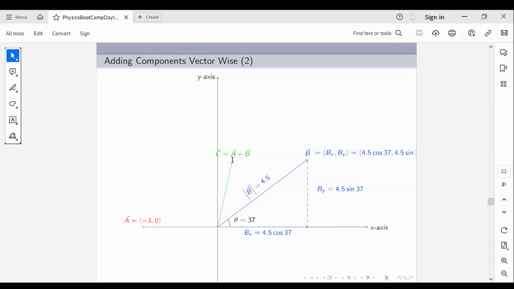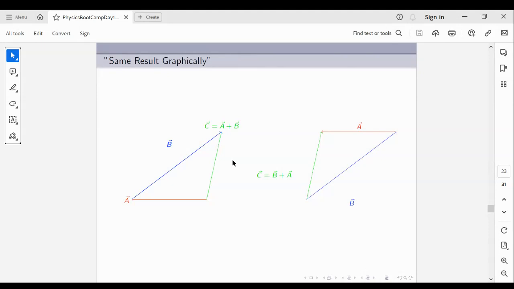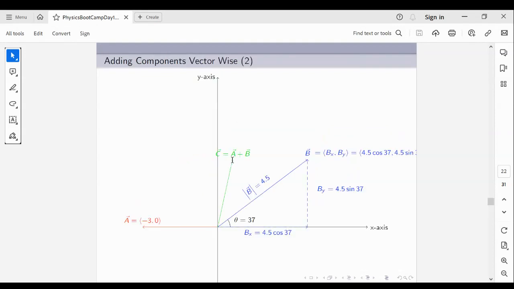I want you to realize that this is exactly what we would have gotten if we had done it graphically with a head to tail distance. See how these head to tails, A plus B and B plus A, sort of yield the same vector as C? I just want to show you the equivalent of these two approaches. Obviously, one is more advantageous when you're actually doing problems, and that's adding vectors component-wise.